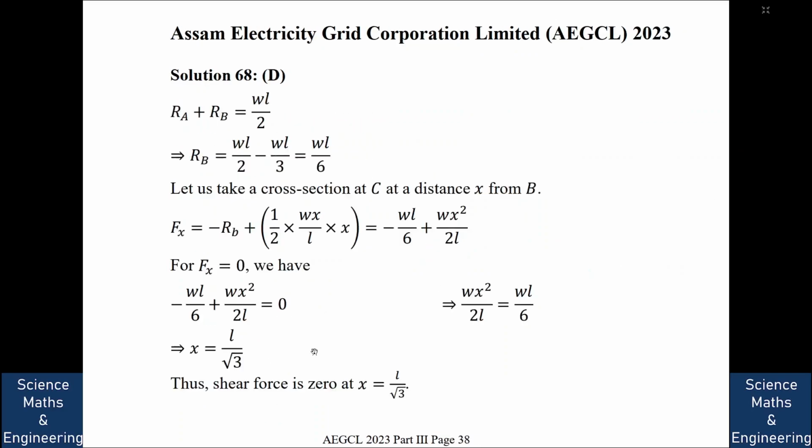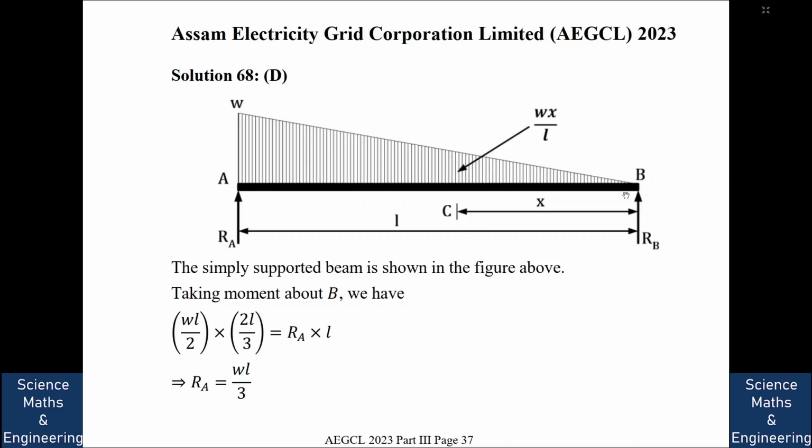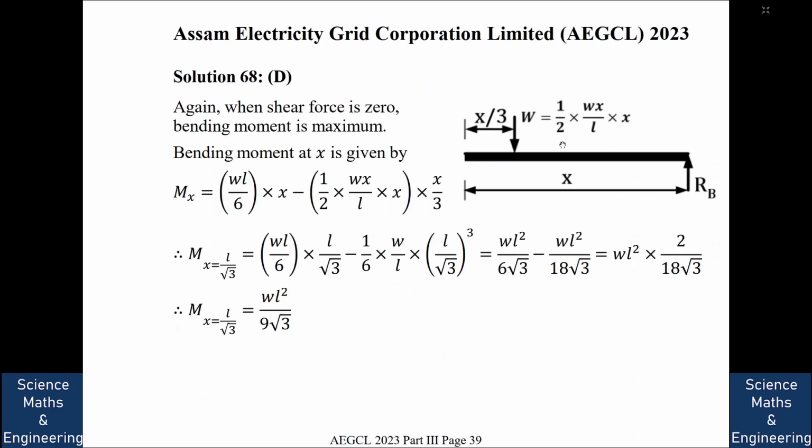So if we take this small portion, from B to C, this portion, then the weight would be how much? W is equal to half into Wx by L, till here it is varying till Wx by L, and the length is x. So this is the area of the triangle. So it is W is equal to half into Wx by L into x, that is the weight. Okay. Now at this point C, if we try to find the moment, what is the distance? From here it is 2x by 3, so this will be x by 3.